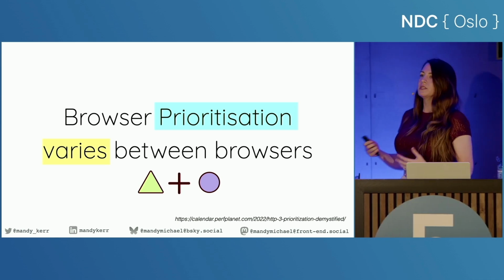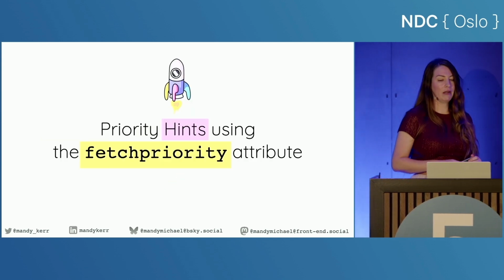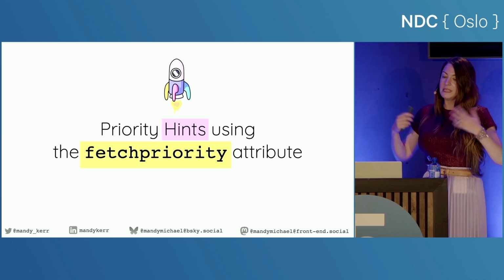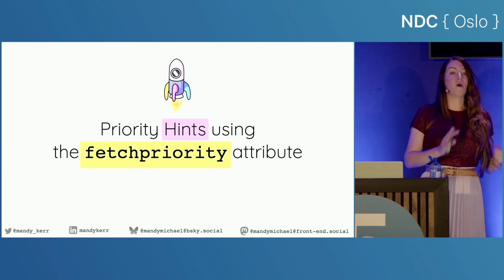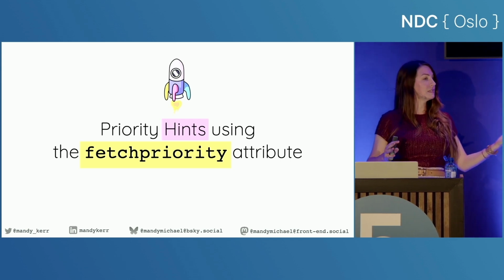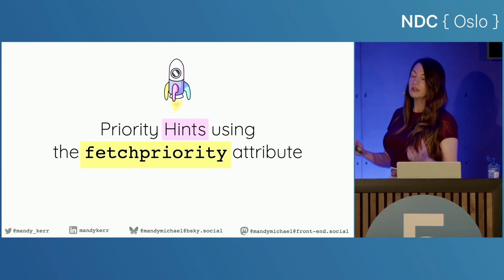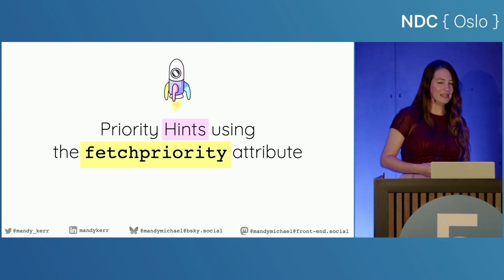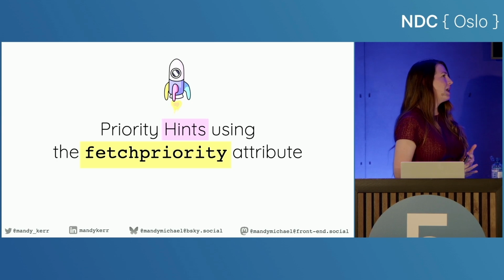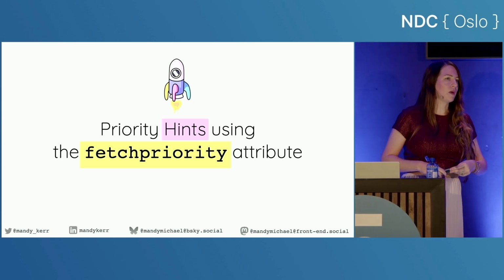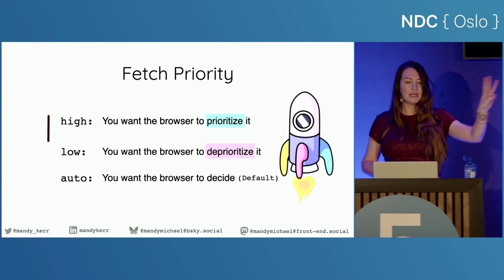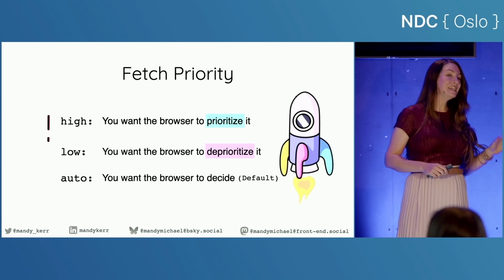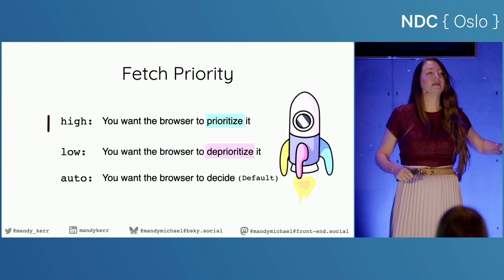So one of the ways that we can sort of handle these issues is with priority hints, specifically the fetch priority attribute. What fetch priority does is allow you to specify the priority that you want for resource types like CSS, fonts, images, and scripts. And it'll allow you to suggest to the browser what importance level it is, but also try and resolve some of those discrepancies between the browsers by providing that information. It has 3 values. High means you want to prioritize it. Low means you want to deprioritize it, and auto means you're happy to let the browser do its thing.